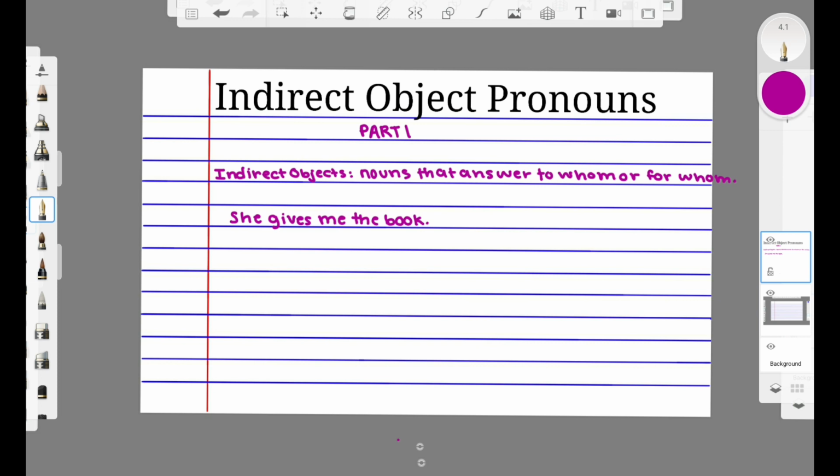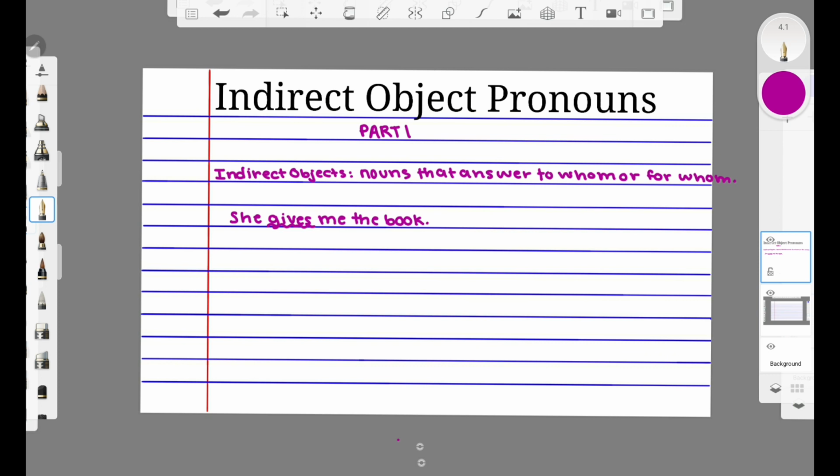The first step, anytime you want to identify anything, the first most foundational step is always to identify the verb. So if you're having trouble with that, make sure to go rewatch our verbs video and all of our other parts of speech videos, because those are all foundational topics that we are going to be continuing to build on both in English grammar and in Spanish. So, she gives me the book. The verb or the action is gives.